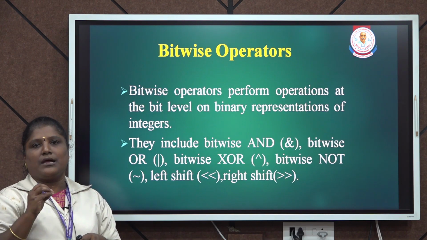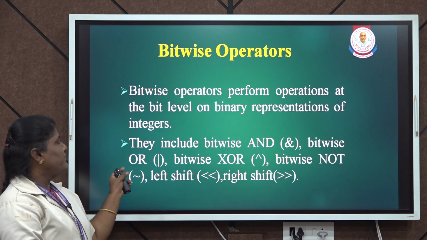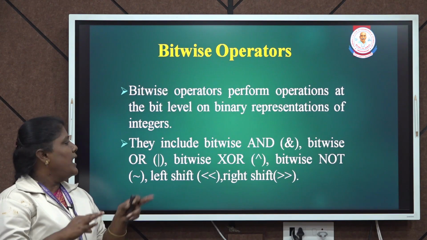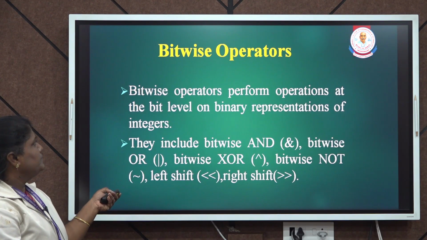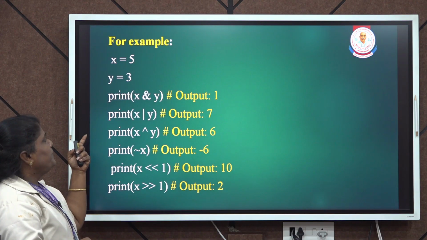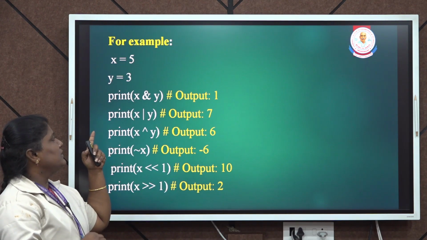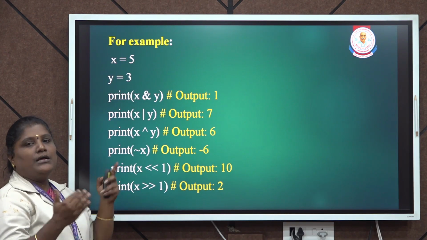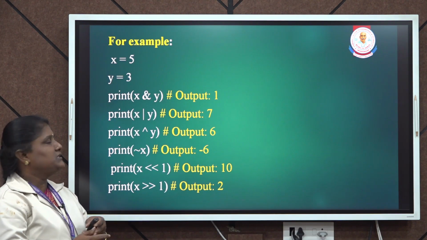Bitwise operators are used to perform operations on the value of bits, either 0 or 1. So, we have the operators bitwise and, bitwise or, bitwise not, and shift left and shift right operators. Then move on to the example x equal to 5, y equal to 3. Then print x and y. It is a bitwise AND operator. So, 5 is converted into the binary value and 3 is converted into the binary value. Then check both the conditions are true means it will display the output is true, otherwise this condition is false.